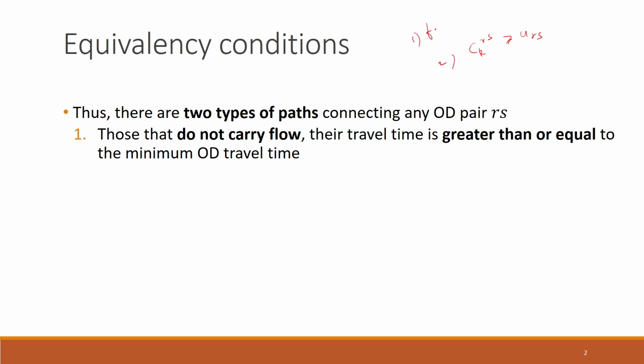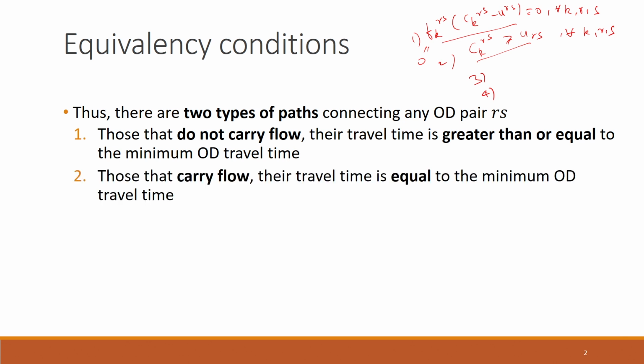The first one was FKRS times (CKRS minus URS) is equal to 0 for all K, R and S, and this condition holds for all K, R and S. And then we had additional constraints 3 and 4, which are the regular constraints of the optimization formulation, so I am not writing them down here. So, if FKRS is 0, then there is no important information that comes from this equation, and the only thing that we get is CKRS is greater than or equal to URS.